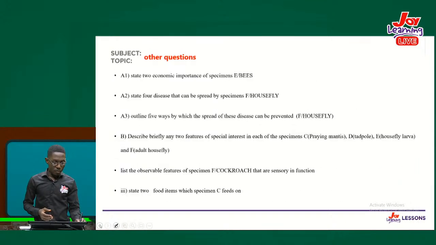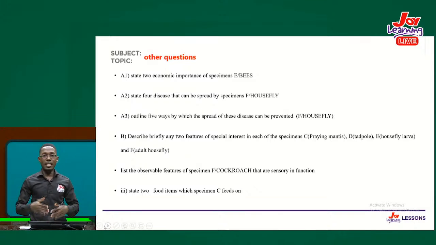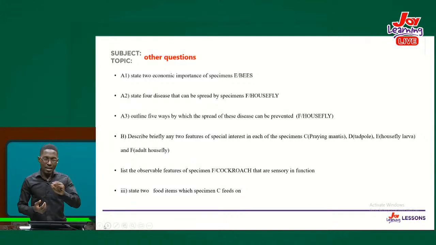Let's move on. State two economic importance of specimen B. Let's say B is a bee. What is the economic importance? I believe at this stage, get your books. Get the basic organisms. Have your knowledge. Write things in straight points and get ready for this week's exams. So bees: pollination, making honey, the stingers, wax, these few things.